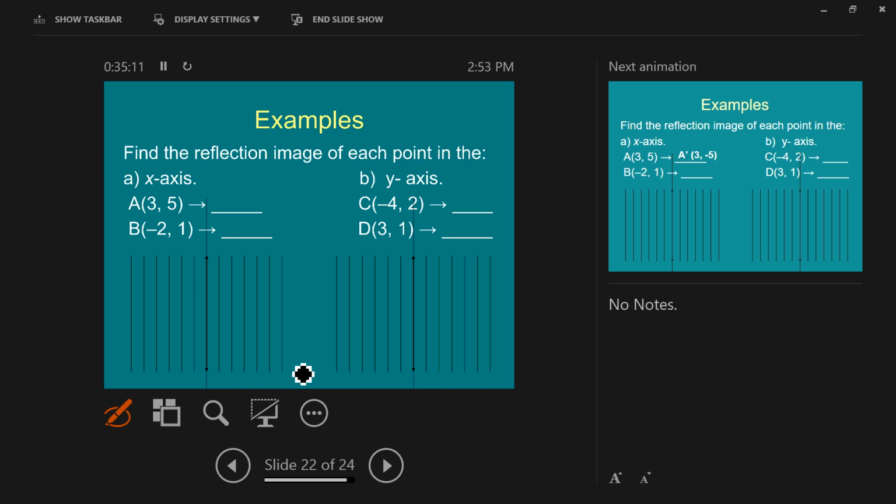So what's the only difference between these 2 points? The y, and what happened to it? Right, it just became the opposite sign. So that should be true anytime you're reflecting across the x-axis. So what would B prime be? -2, -1. Very good.